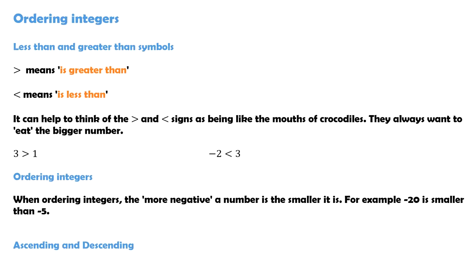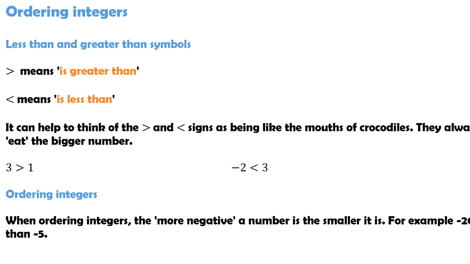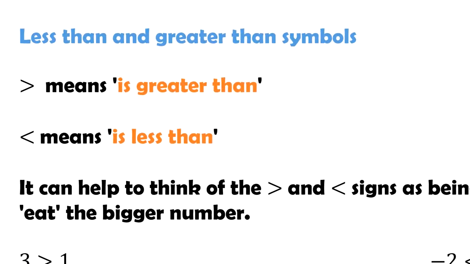In this video, we're covering ordering integers. So we're going to introduce you to a couple of new things. The first thing we're going to be introducing you to is what we call less than or greater than symbols. On your screen, see how you have the arrow pointing to the right? That represents greater than. And if the arrow points the other way, it is less than.